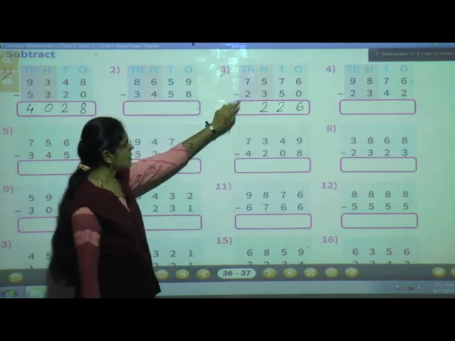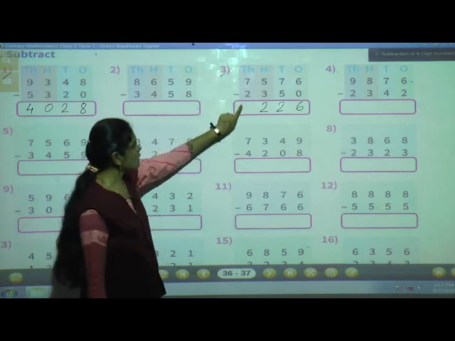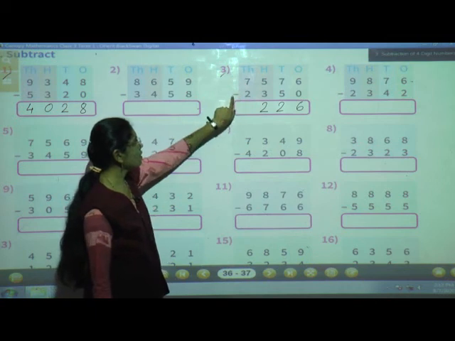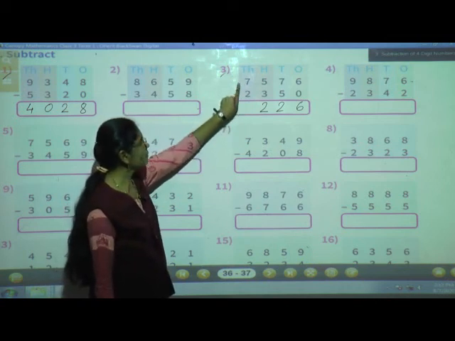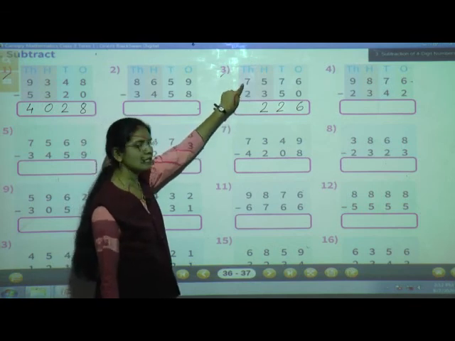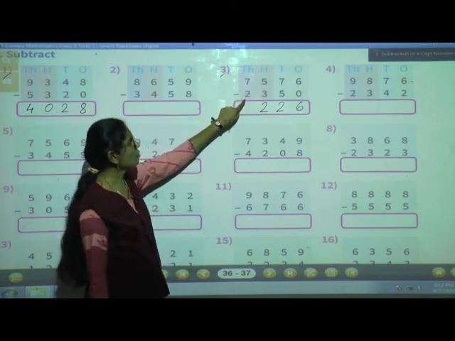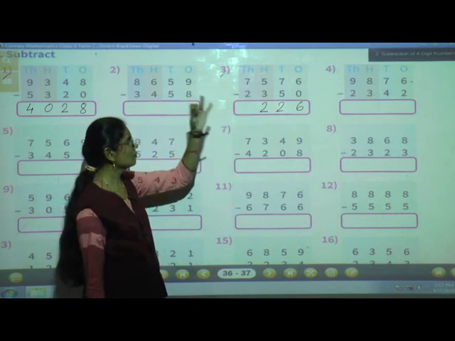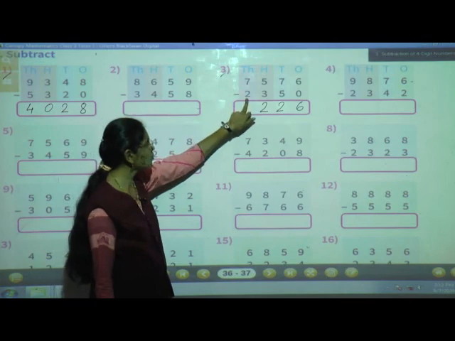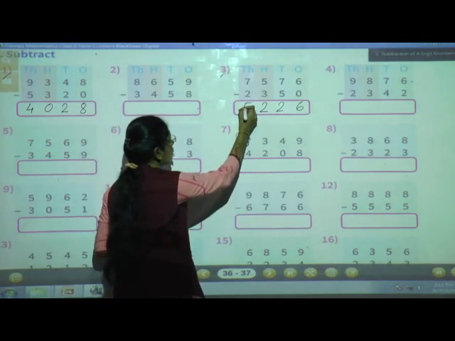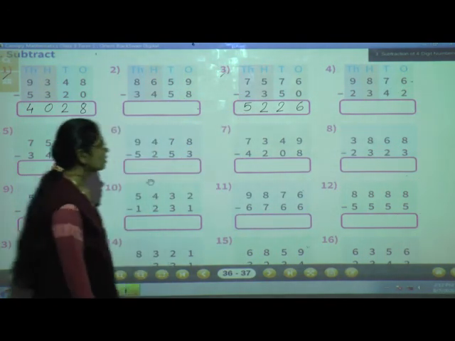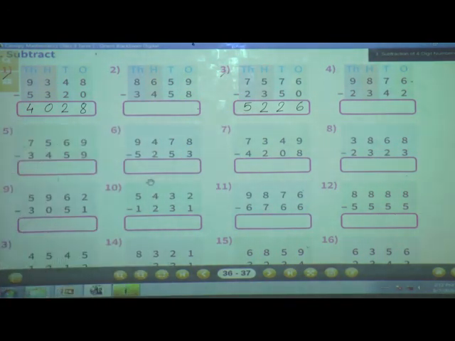See the thousands place digit. Here at thousands place, here 7 is there, here 2 is there. So 7 minus 2. For that, after 2, count your fingers till 7 will come. 3, 4, 5, 6, 7. So 7,000 minus 2,000 is equal to what? 5,000. So at thousands place we will write 5. Now we'll move to the next, fifth one.